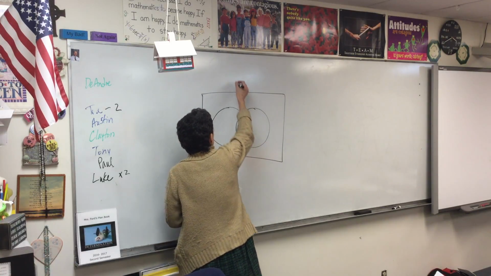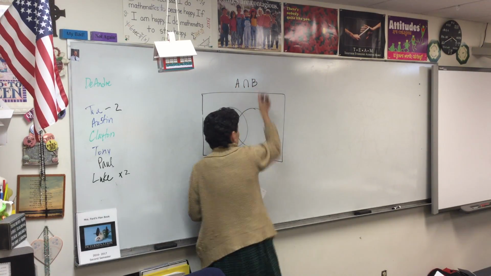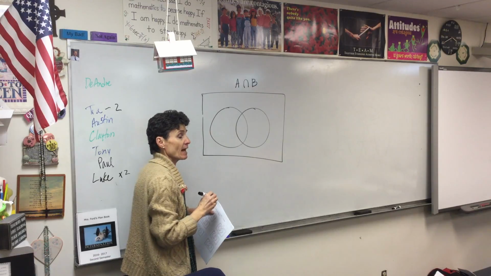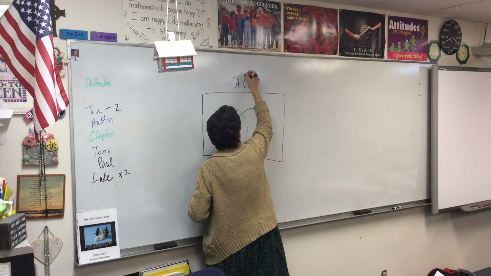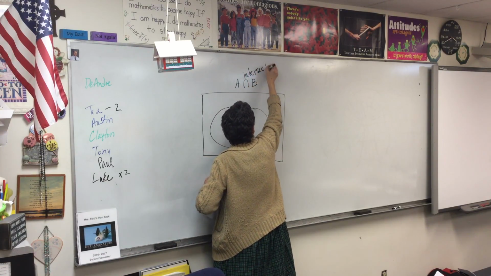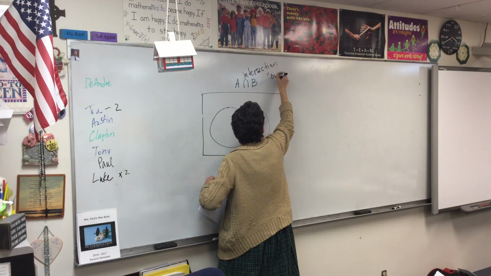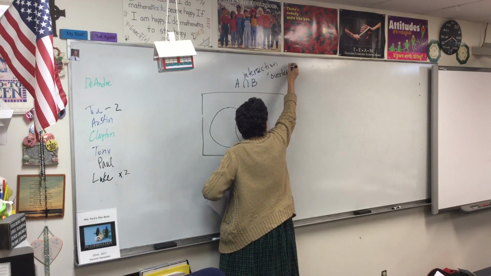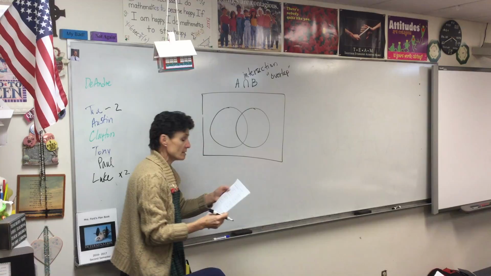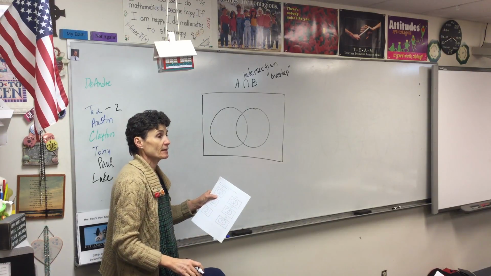Notation-wise, question number 1 says this. The upside down U is the symbol for intersection, and that means overlap. So your job is to color in A intersect B.